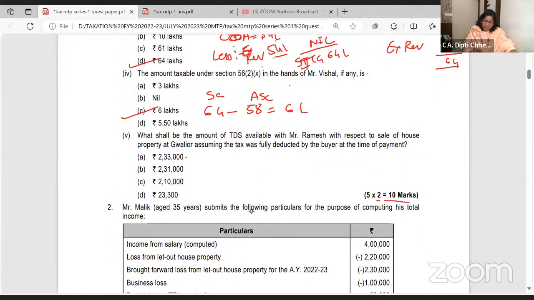Nice. And last one. What shall be the TDS if Ramesh, with respect to the sale of property at Gwalior, assumes tax was fully deducted by the buyer?